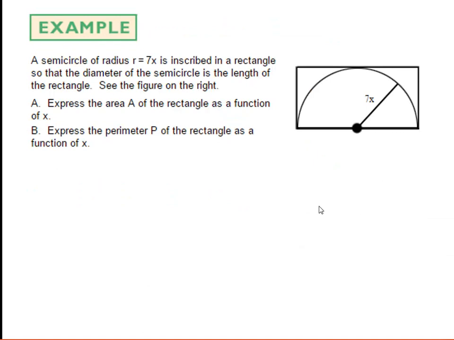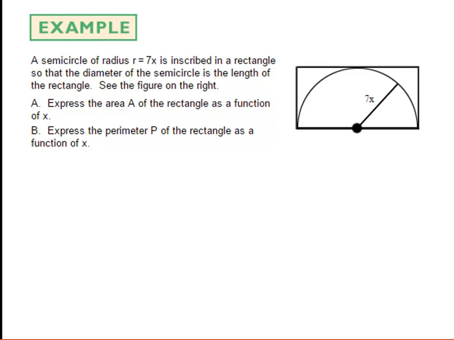All right, so look, in this next example, I just wanted to take a little bit of time to practice what I said was the hard part of these problems. So here's another example where we're just going to build the equation. We're not going to find a maximum or minimum here.